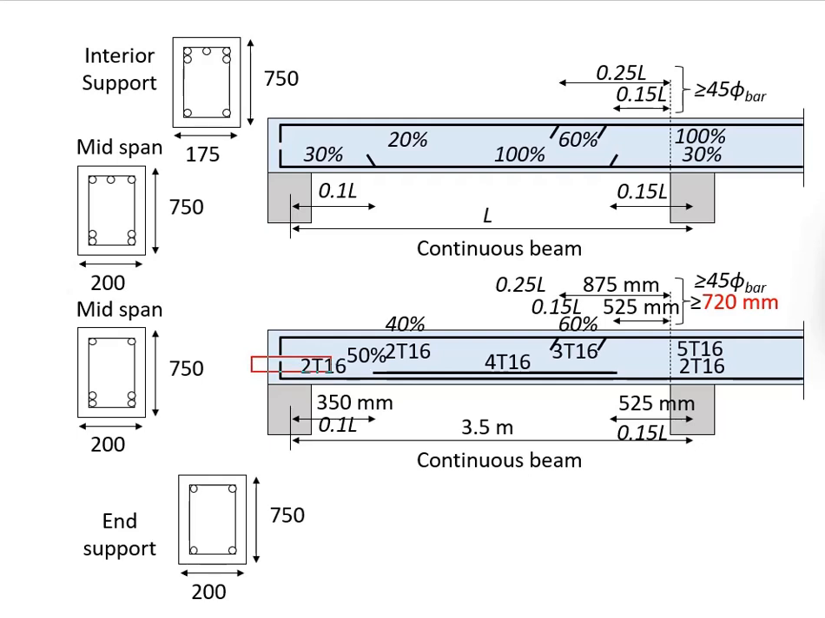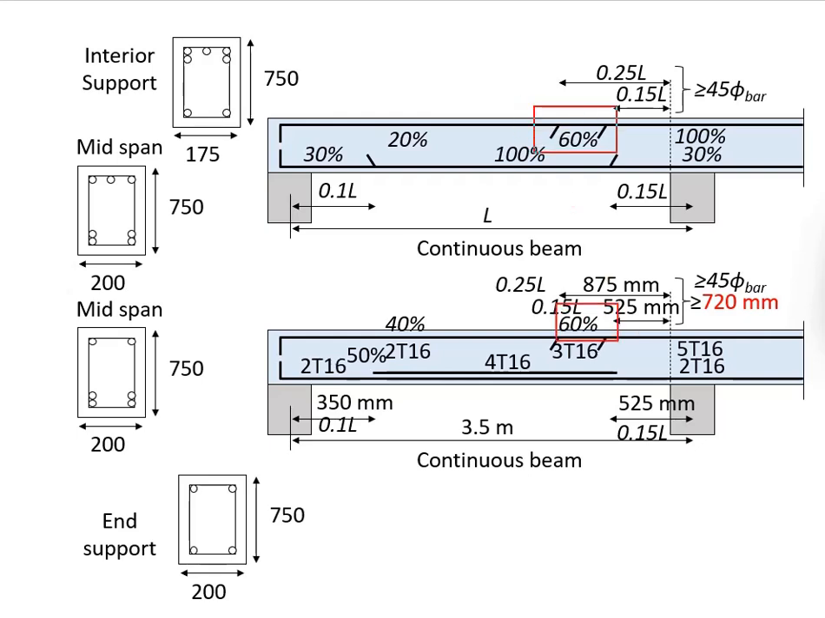With that, we have the bottom reinforcement bar settled. Next, we'll deal with the top reinforcement. Initially, at the interior support, we have 5 units of T16 bar. You can start reducing the amount of reinforcement bar here to 3 T16. That gives you 60% as compared to the 5 units of T16.